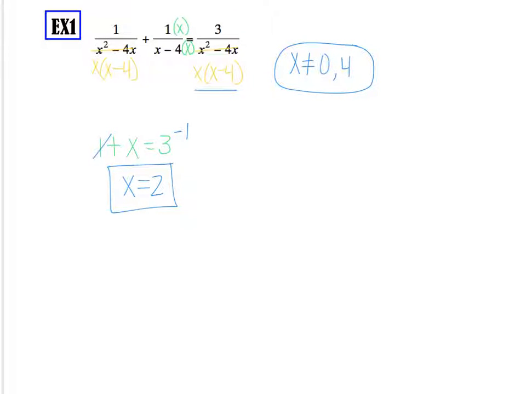Now, I always want to go back. My final question is, are there any solutions restricted? So I ended up finding that x equals 2. And I know at the beginning that x cannot be 0 or 4. Well, 2 is not 0 or 4, so I'm good, and that is my solution.